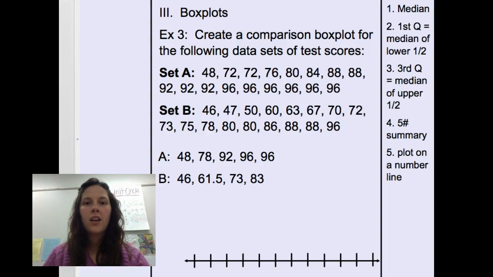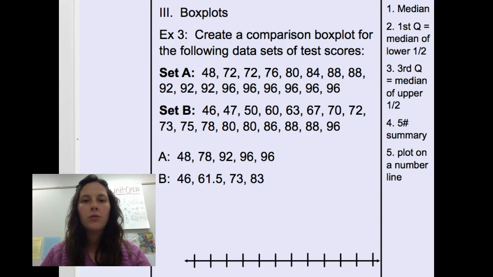Next, we're going to take a look at creating box plots, which puts the 5-number summary on a number line. So I have two sets of data here for you. These are test scores. We've got set A and set B. And what I did was I already found the 5-number summary for each set so that we can focus on creating the box plot and interpreting it versus finding the 5-number summary like we saw in the last video.